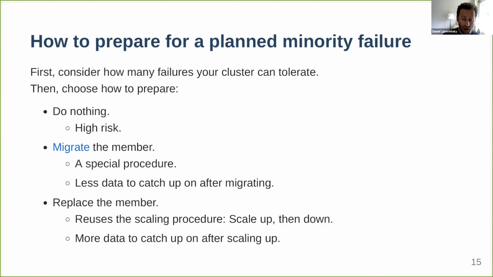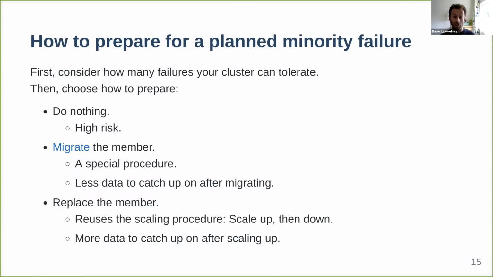The other option that you have is to migrate the member. You can take the data on disk, copy it to a different machine, and then make some changes to the metadata of that member, because the rest of your cluster is up and that API is available. Then we start running that same member with a different network ID, with a different IP. It's a special procedure to do that, but the advantage is that there's less data to catch up on after migrating, because the bulk of the data is already on disk. You've just copied it over.